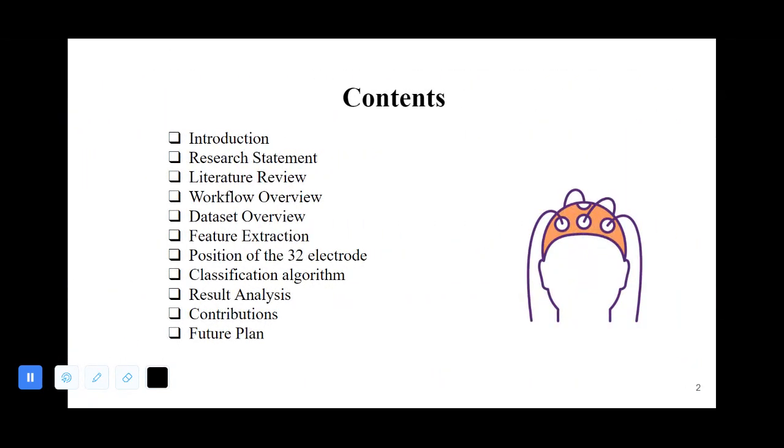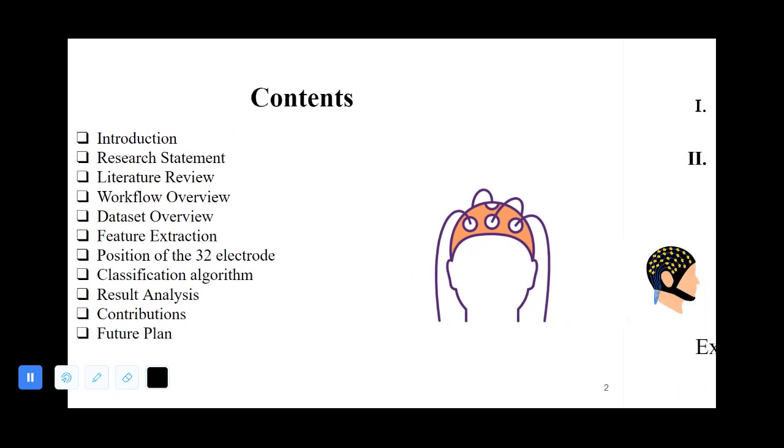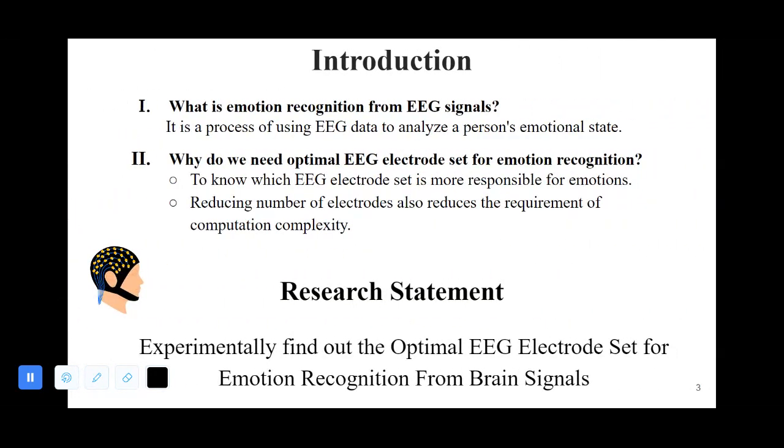I have divided the presentation into some segments. Firstly, I will introduce our research topic, and then the research statement. Following that, I will give you the literature review. After that, I will explain the workflow of our research. Then I will briefly explain the dataset which we used. After that, I will tell you about our feature extraction method, the position of the 32 electrode set, and the different classification algorithms which we used in our research. Then I will analyze the results, and then I will talk about our contribution, and lastly the future plan. So now let's talk about our topic first.